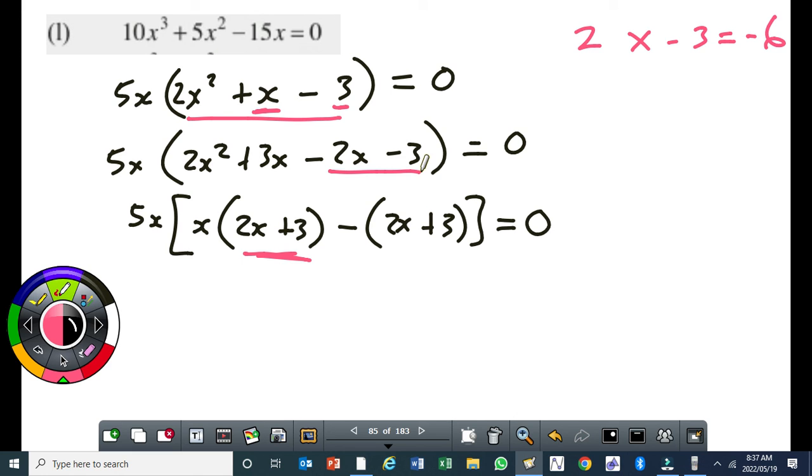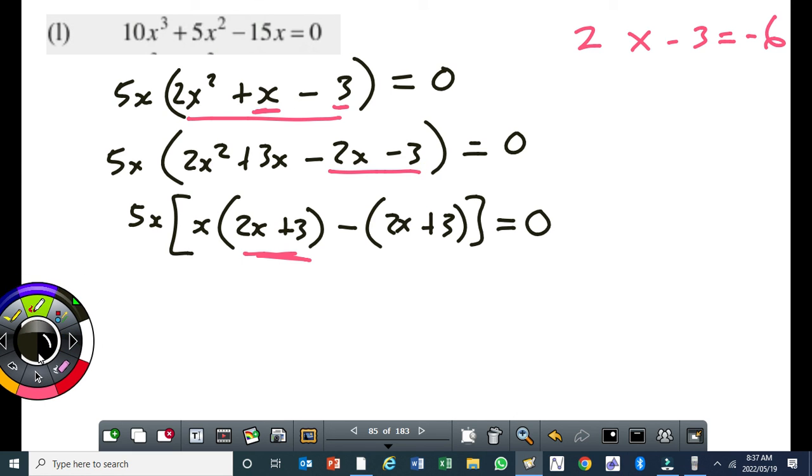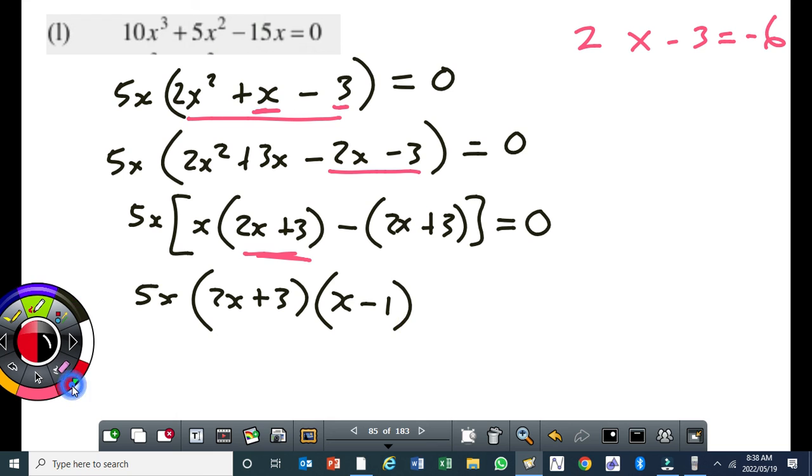Okay? It's very difficult to teach grade 12s how to factorize at this stage. That's why I don't want to talk about factorization at this stage. So 5x times (2x plus 3) times (x minus 1). Someone might ask me, where did I get the minus 1? The minus 1 is a hidden one which is there. Generally, we don't write it down, but if you think you can get confused, then you can write it down. So this is equal to 0.